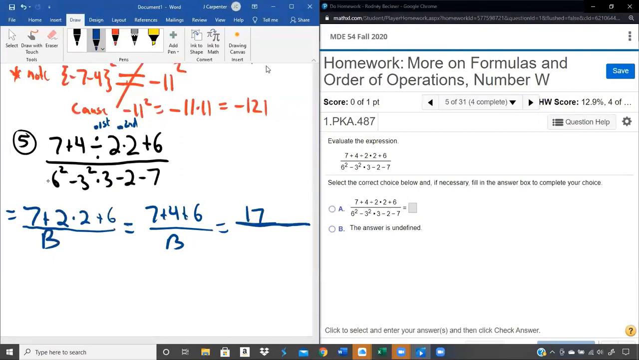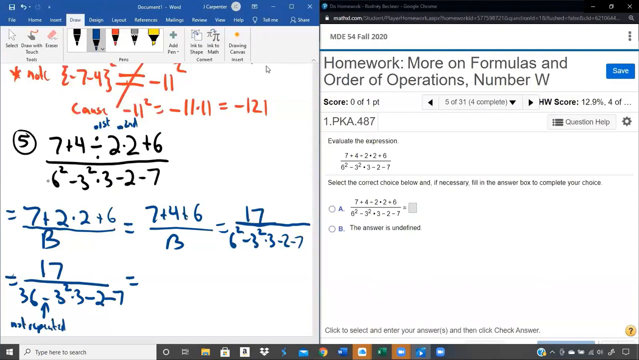Now that the top is a single number, let's rewrite the bottom: 6 squared minus 3 squared times 3 minus 2 minus 7. Now let's do PEMDAS in the bottom. We have 2 different exponents, 6 squared being 6 times 6, which is 36. So 17 over 36 minus 3 squared times 3 minus 2 minus 7. Now this 3 squared, this minus is not repeated. We just rediscussed that issue, like the negative 11 squared without parentheses around it, the negative's not repeated. That's just 3 times 3.